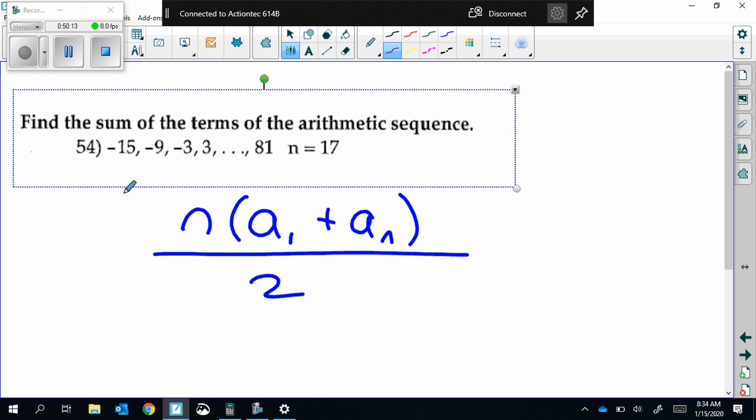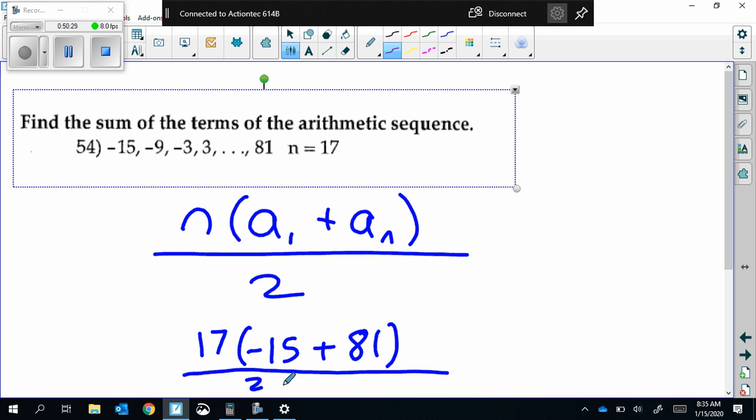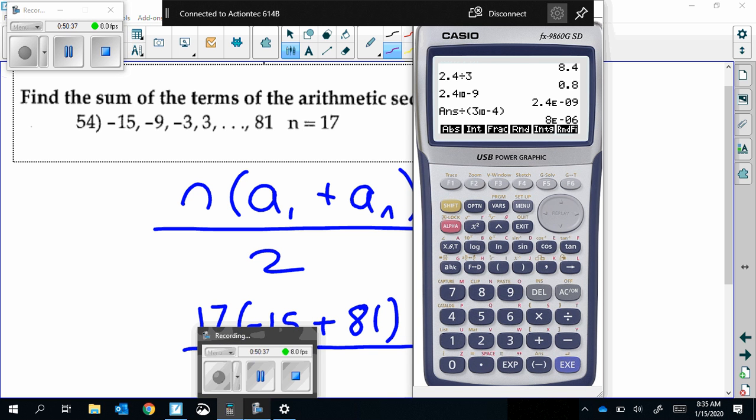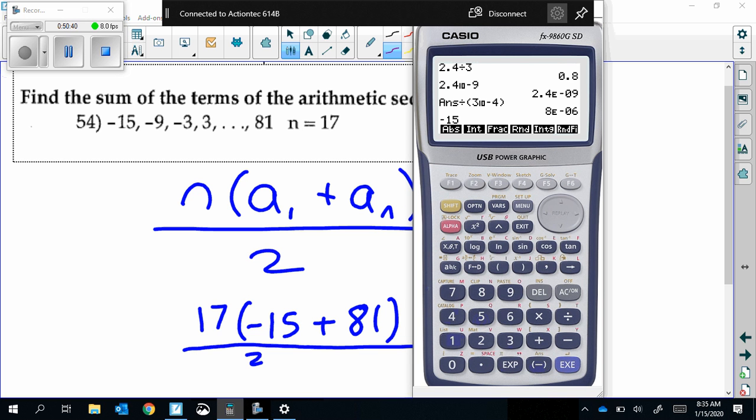So A1 is negative 15. AN, that's the last number. That's 81. They tell it to you right there. N is 17. And it's always divided by 2. So on your calculator, just type it in. Negative 15, do parentheses first. Times 17 divided by 2. 561.